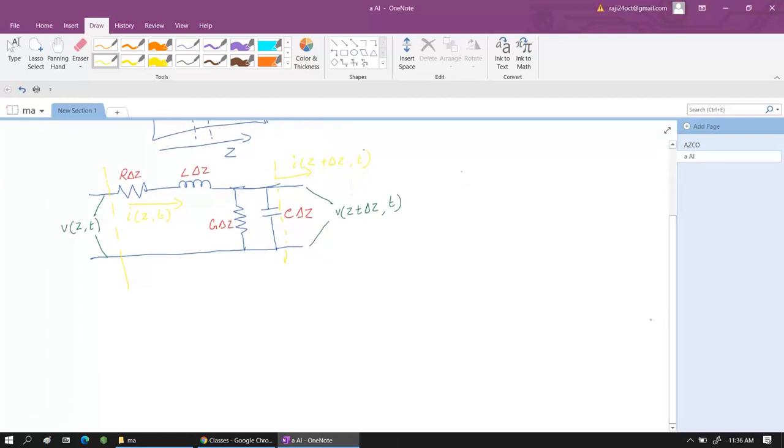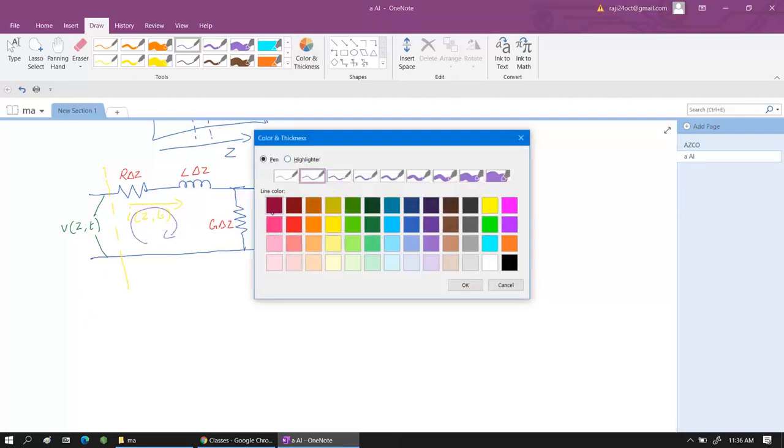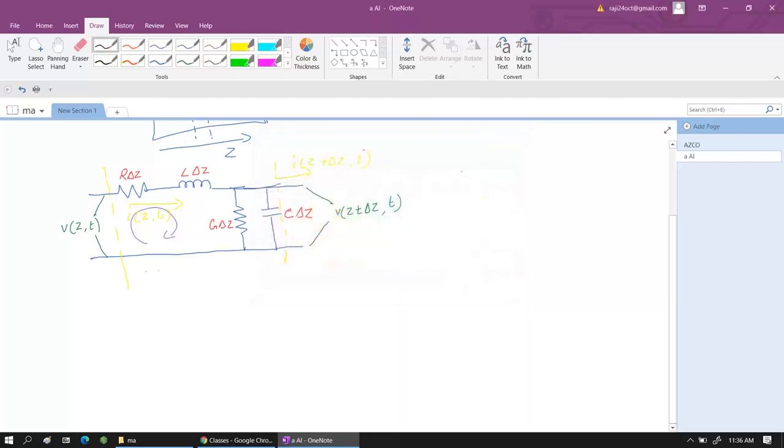Now I have to derive the general solution. To start with the general solution, first I have to apply KVL in this loop. I will apply KVL in this loop. When I apply KVL over here, I'll start with the derivation now. So the KVL expression, when you consider, you will get it as what we have.